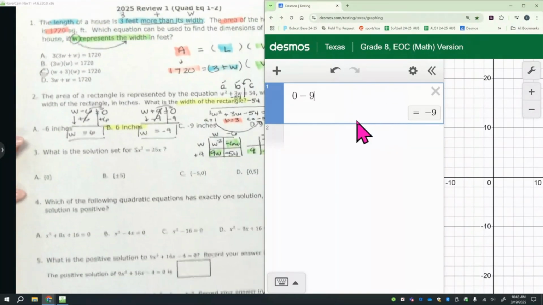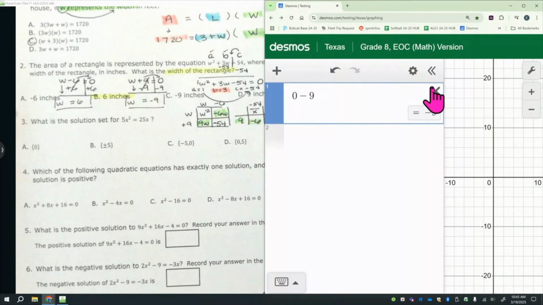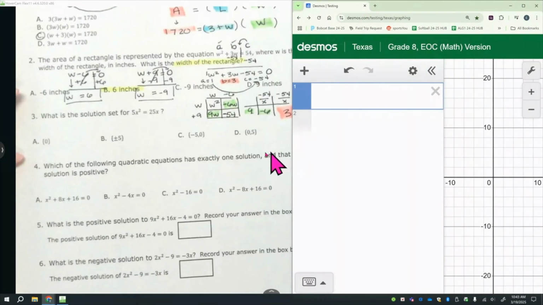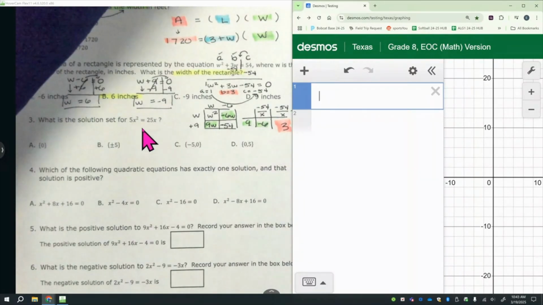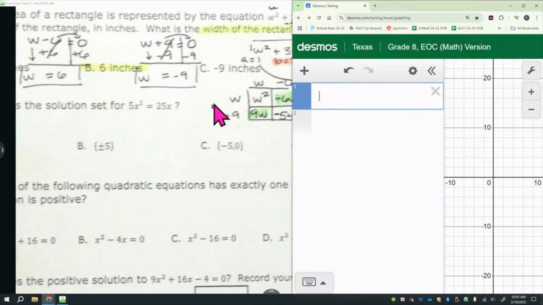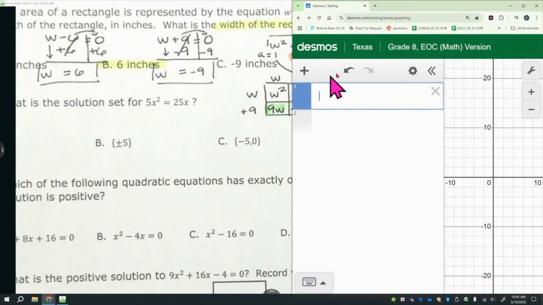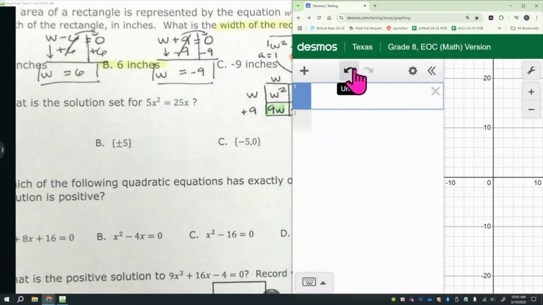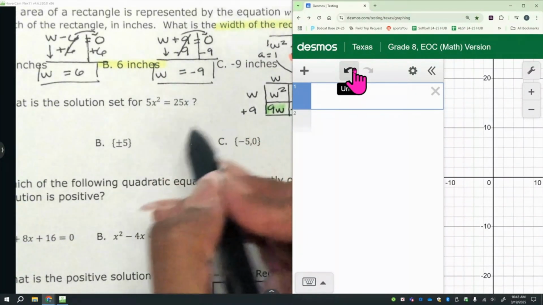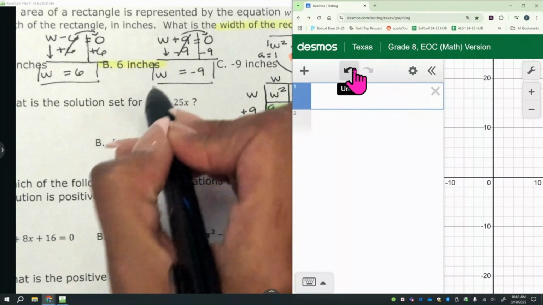Okay, moving on to number 3. So for number 3, we are going to not do the box, and we're going to show you the quick way. So it says, what is the solution set for 5x squared equals 25x? So before we start, I want to make sure that all my numbers are on one side and it's set equal to 0. So make it pretty first. X squared is just a.